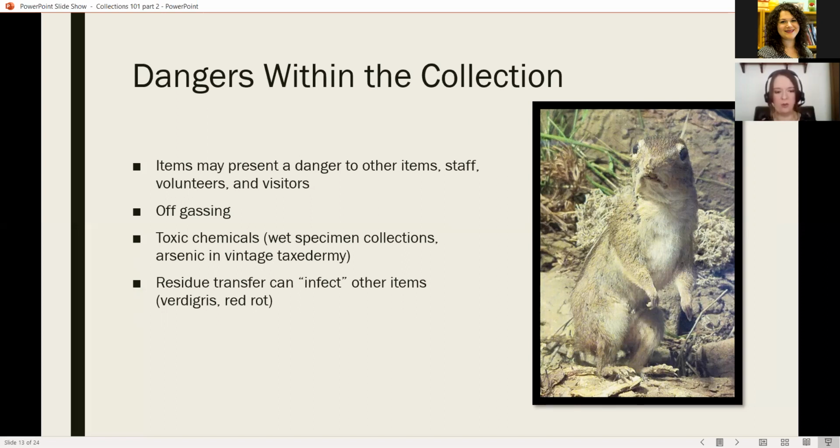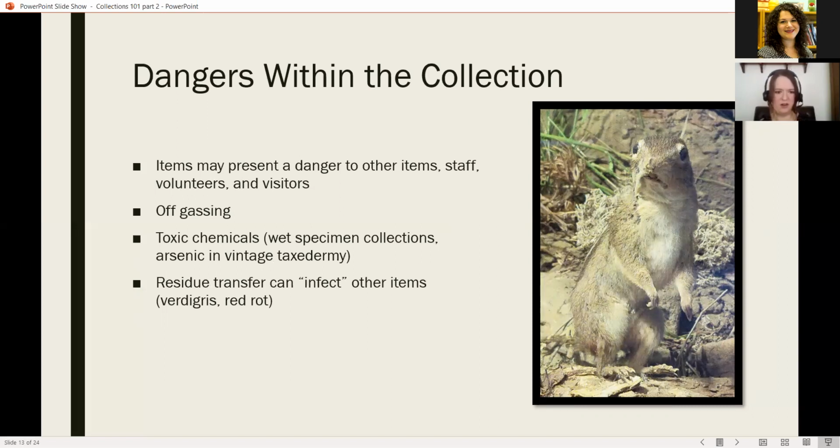And so it's very important to be aware that this is a possibility and to take proper safety precautions. Another thing that I don't have on here is vintage weapons and vintage ammunition. The older gunpowder gets, the more unstable it becomes. And generally that's not something you want in your collection space at all.